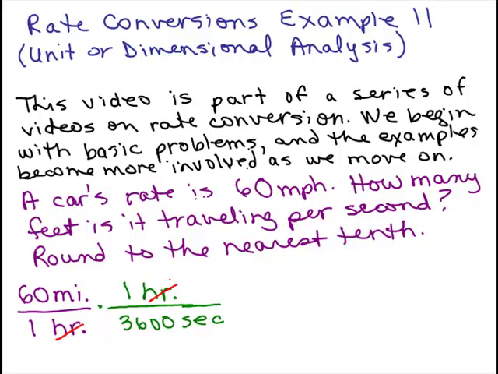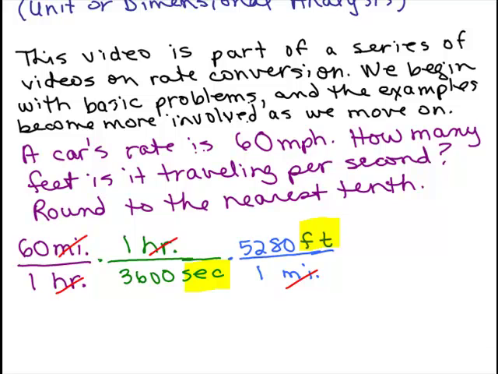So the hours cancel. So I've got, so far, miles per second, but I want to get that in feet. So we have to know the conversion for feet to miles, and we want the miles to cancel, so 1 mile can go in the denominator, and I can go directly to feet. That's 5,280 feet. And then our miles cancel. And our final answer here will have feet in the numerator and seconds in the denominator, which is what we wanted. Wanted feet per second.